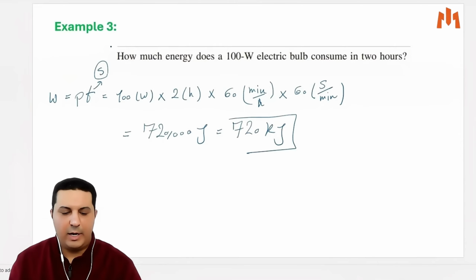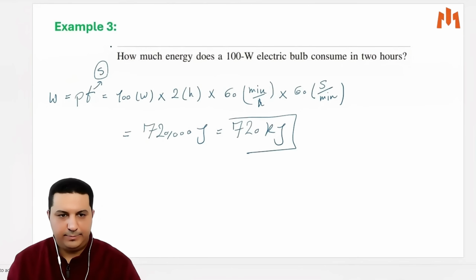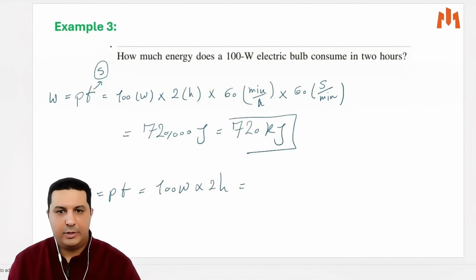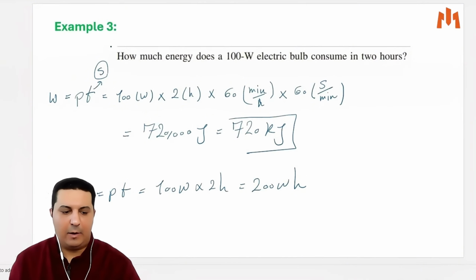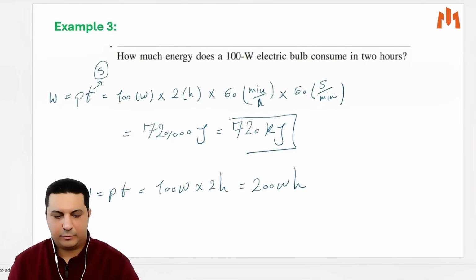But we are going to find it for the 2 hours. So W is pt, and p is 100 watts, and the 2 hours, so it is 200 watt hours.